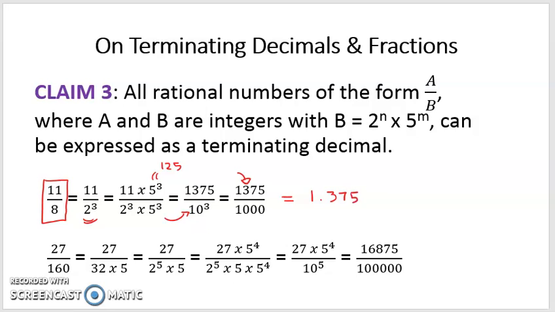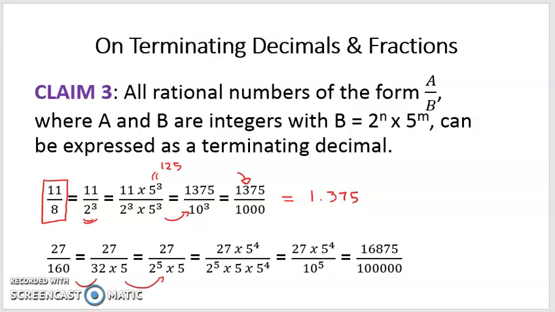Okay? How about 27 over 160? Doesn't quite look like it would be written over a power of 10's or 5's and 2's. But let's factor that bottom. So 160 is 32 times 5. But 32 is 2 to the 5th. So 27 over 160 is 27 over 2 to the 5th times 5.